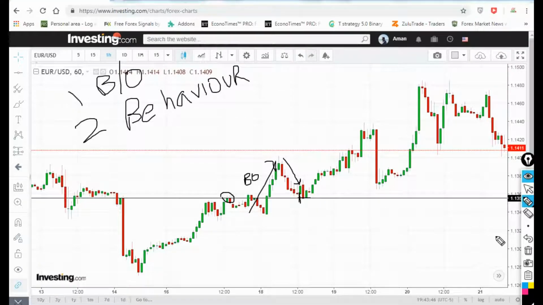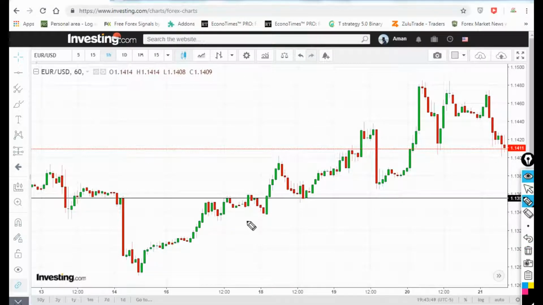So you see that the market behaves here, then the market did a breakout here, and after the breakout the market behaves again here as a support. Now once you see that there is behavior of support, and once you see that there is behavior of resistance, that means your line is perfect. This support and resistance line is perfect.